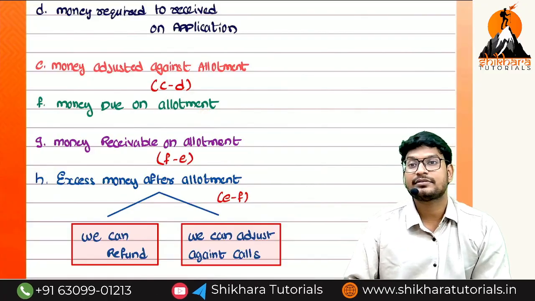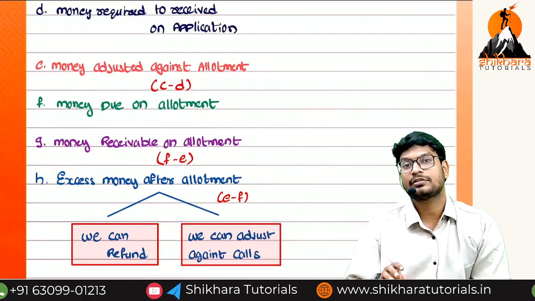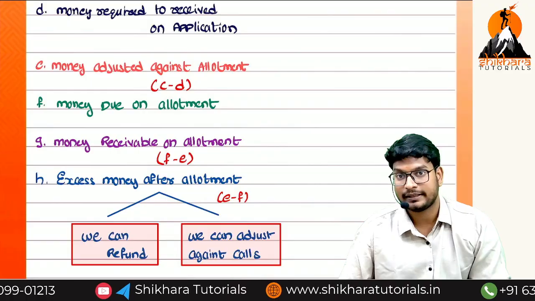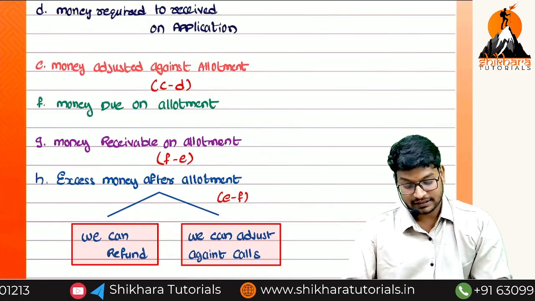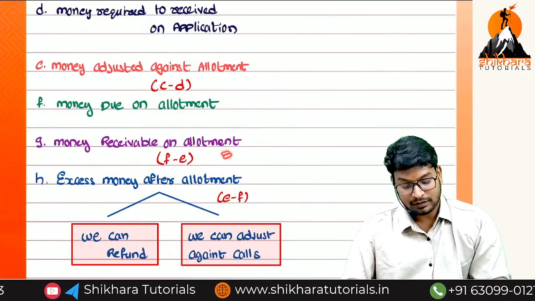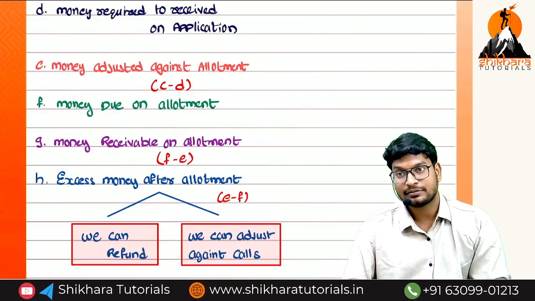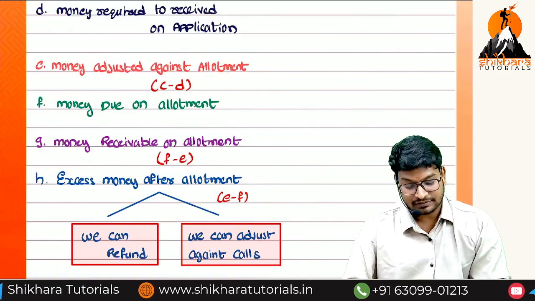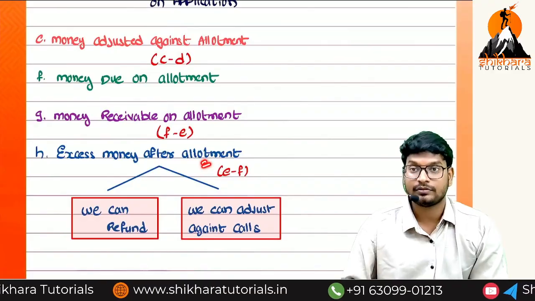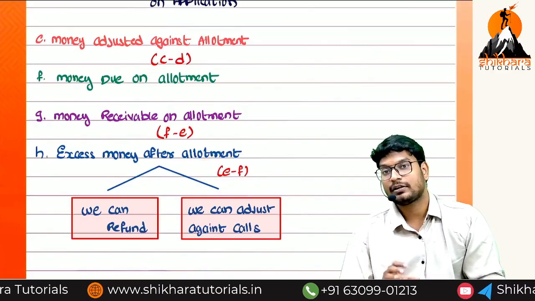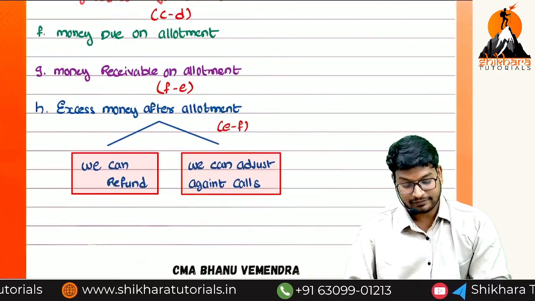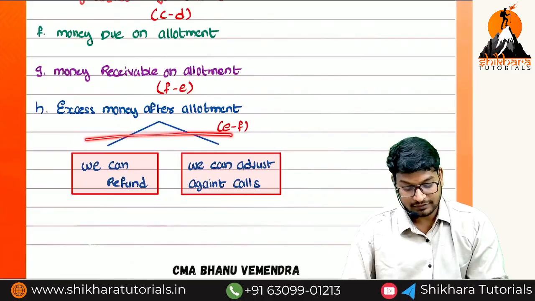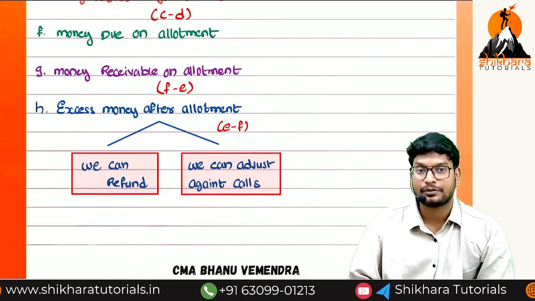On how many shares do we have to write? 10,000 or 12,000? On 10,000 only we have to see from the allotment onwards. I think you have remembered the point. And next one, money receivable on the allotment. How do we get the money receivable? Due minus already adjusted. In some situations, there will be excess money also. With that excess money after the allotment, what can we do? We can refund or we can adjust against the calls. This option will be given in the question. Accordingly, we have to do. Okay?